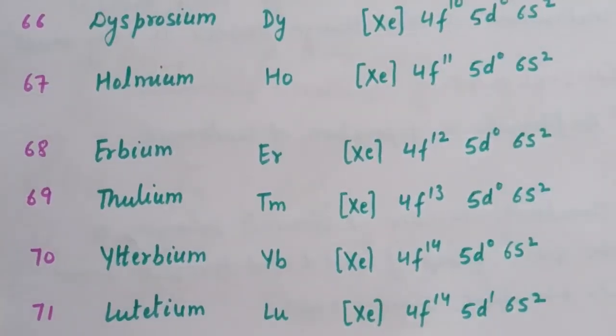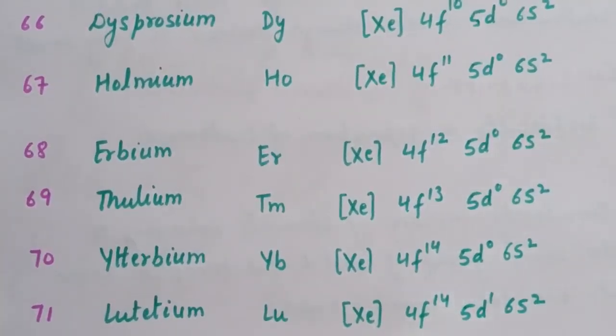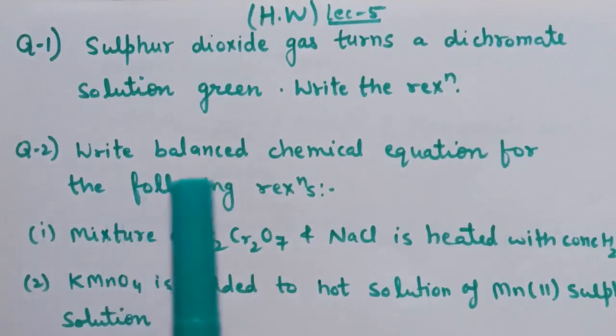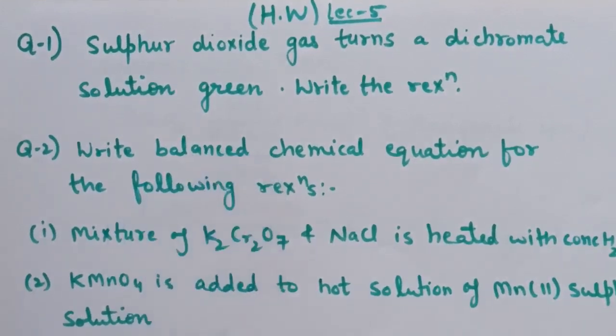Now next is the atomic and ionic sizes of lanthanoids. So atomic and ionic radii will be discussed in the next lecture. After doing this, you will solve these questions.